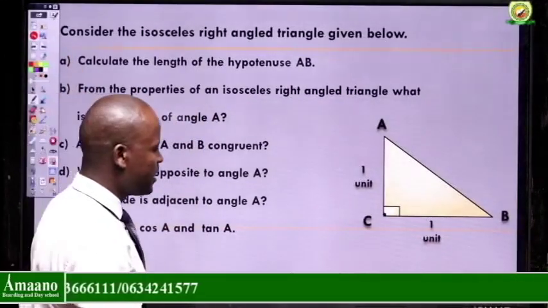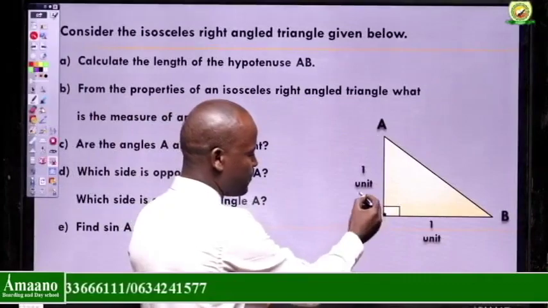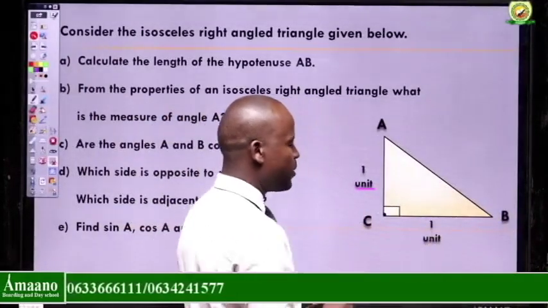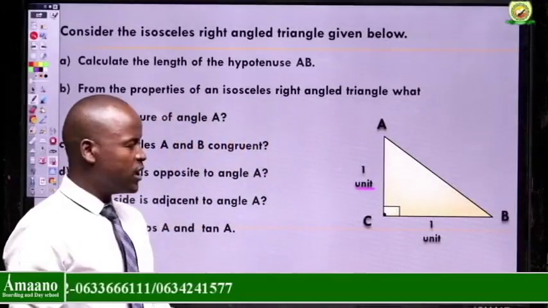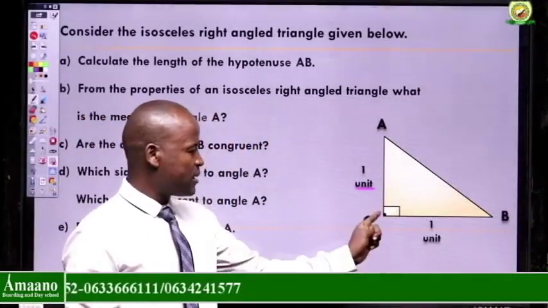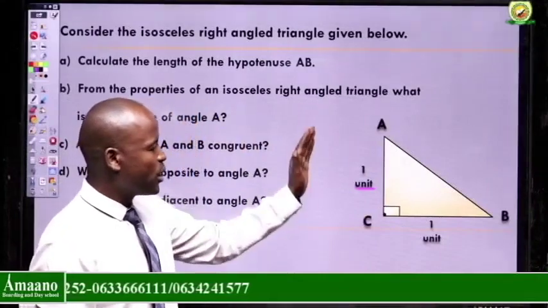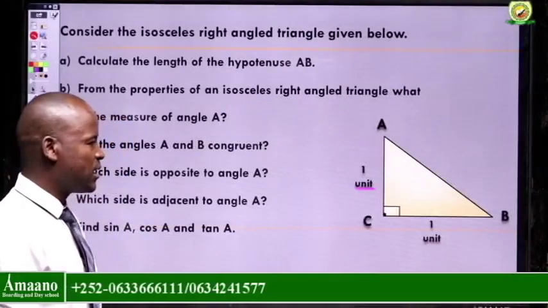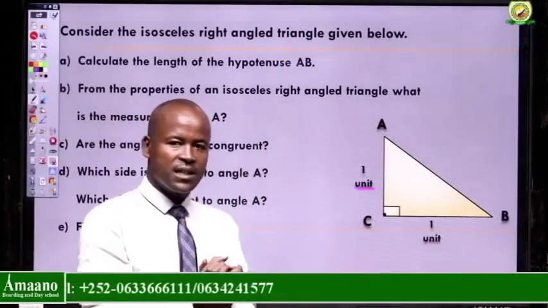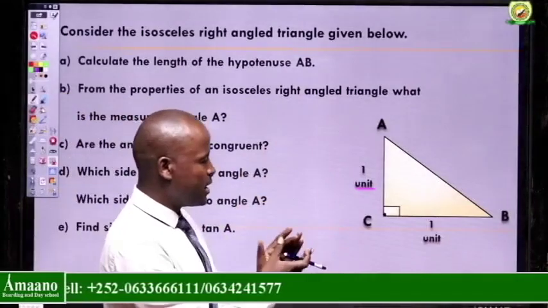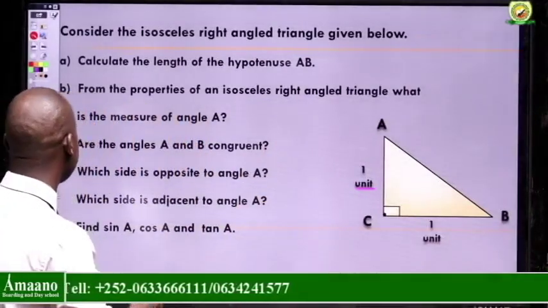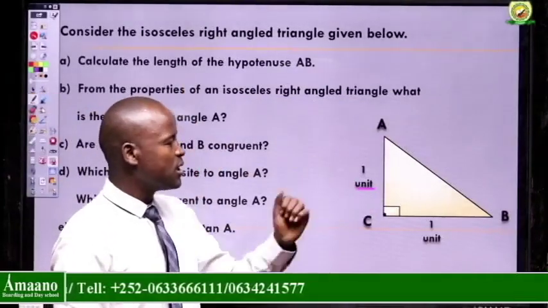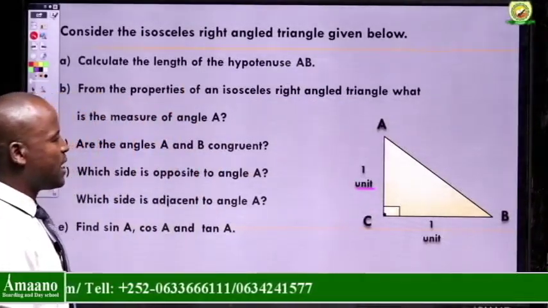As you can see here, the side length of AC is given by 1 unit, and the side length of BC is given by the same 1 unit, and the angle at vertex C is a right angle. So we call this triangle an isosceles right-angled triangle. That means this triangle is right-angled and at the same time it is isosceles. Now we have questions here. We'll answer these questions based on this isosceles right-angled triangle.